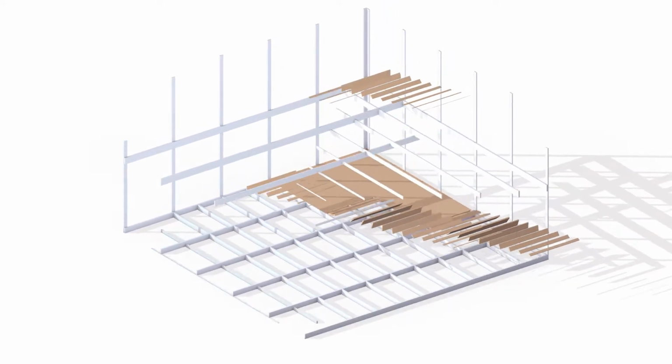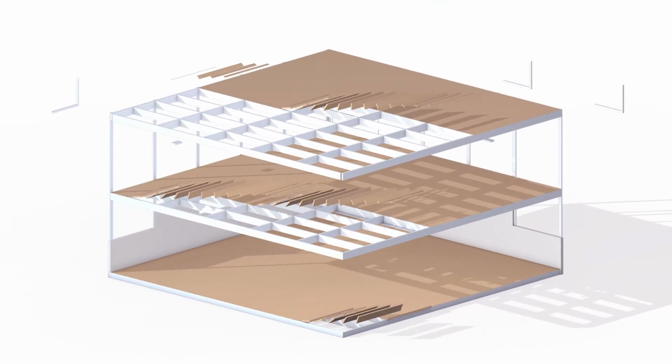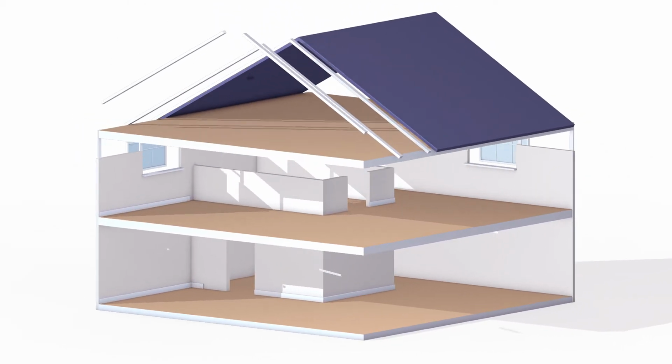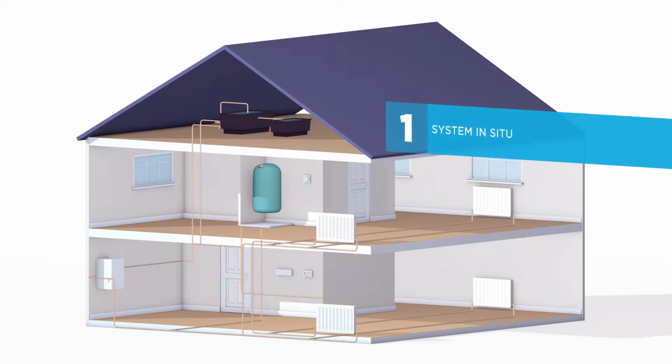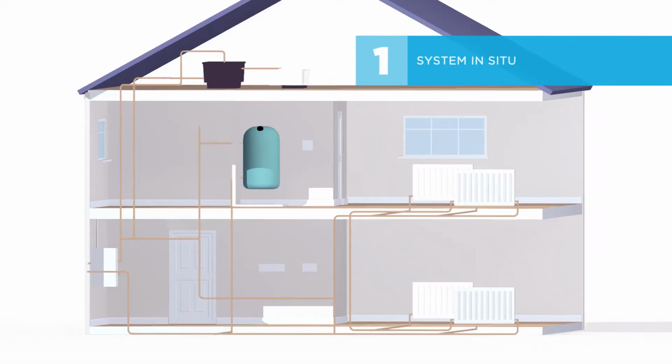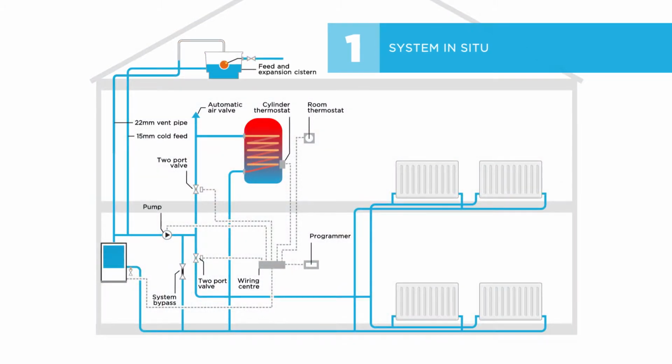This animation shows a fully pumped system with two 2-port valves. This system uses two separate motorised 2-port zone valves to control the flow of water to the central heating circuit and the hot water circuit. The individual zones are controlled by a cylinder thermostat and a room thermostat.